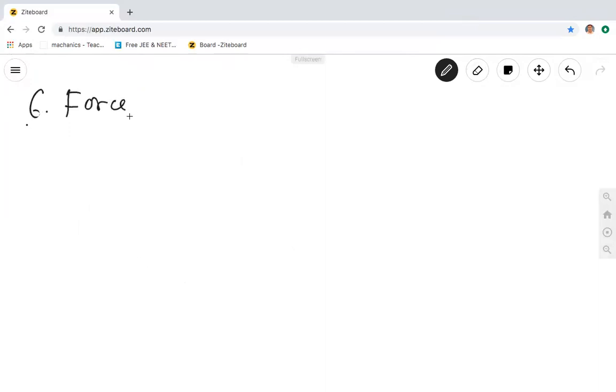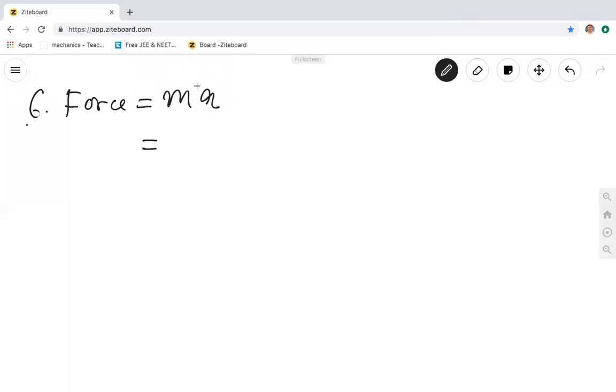Let me go to force. So what I need to know first is the formula for force. And then from the formula itself, I can derive the dimensions. Force is a derived physical quantity from basic fundamentals. The well-known formula for force is ma, mass into acceleration.